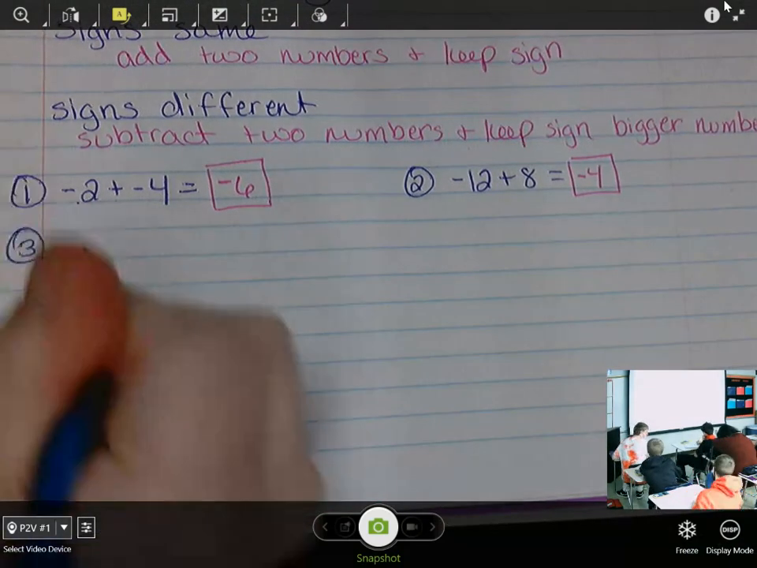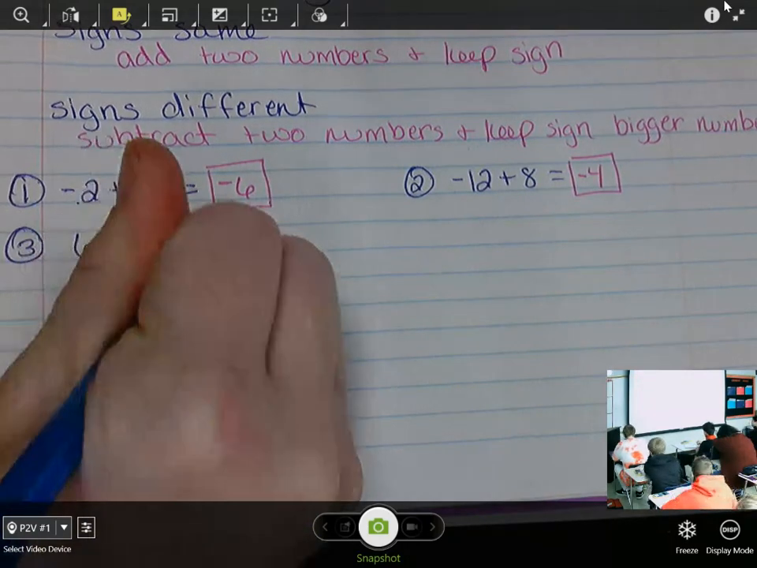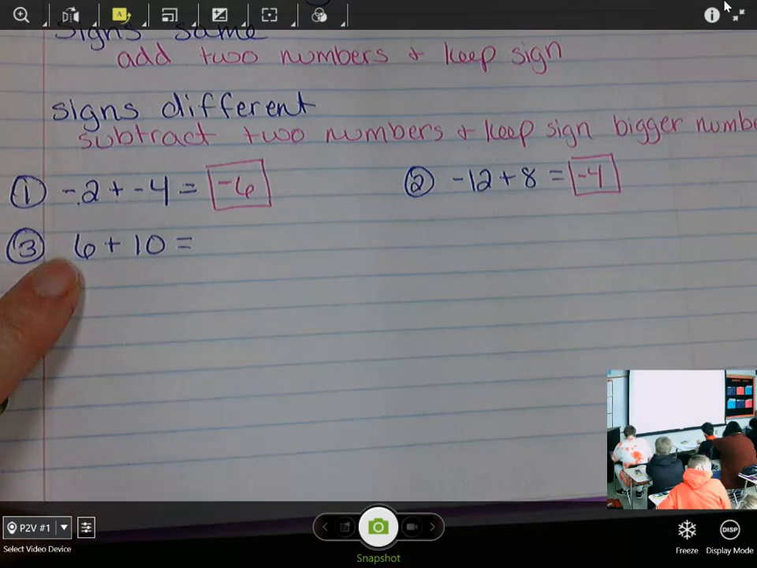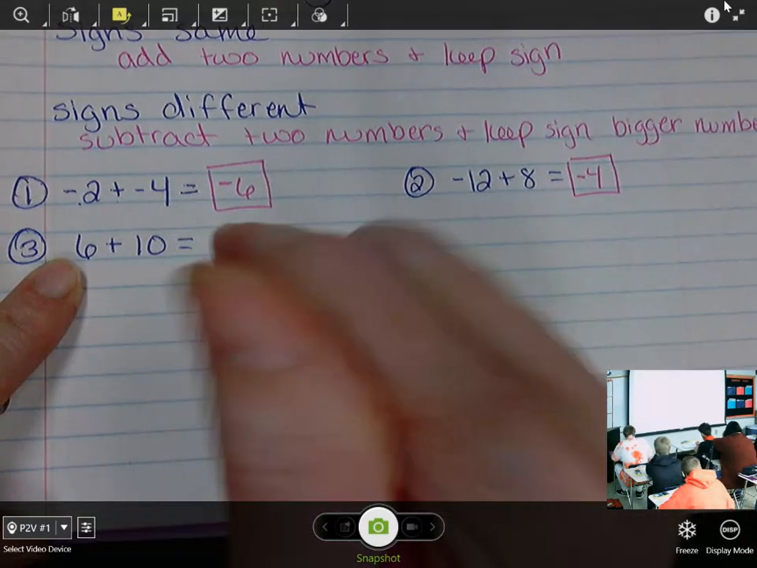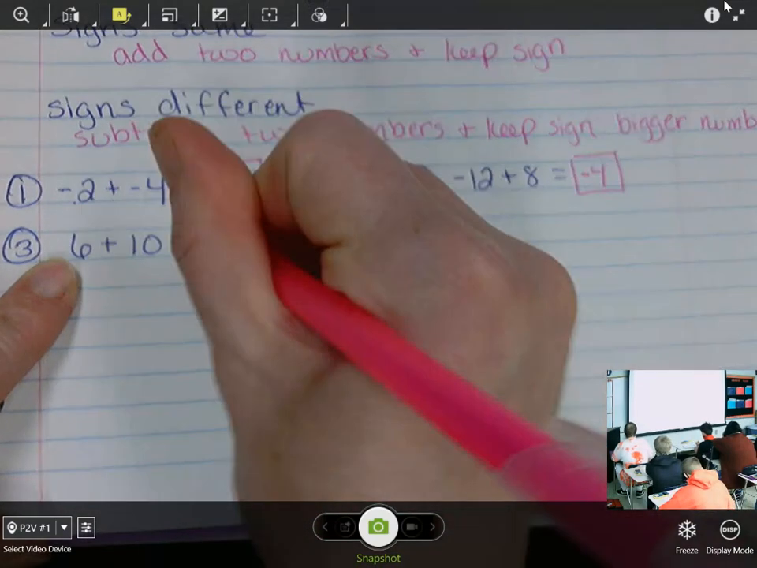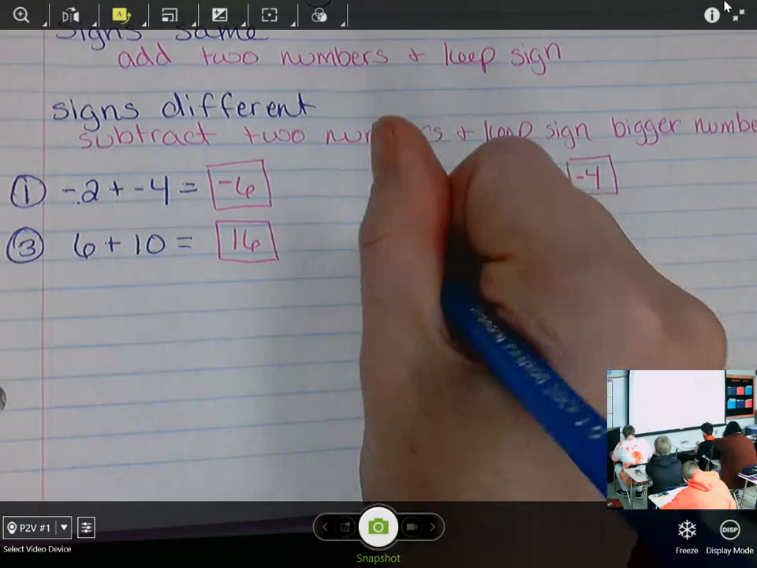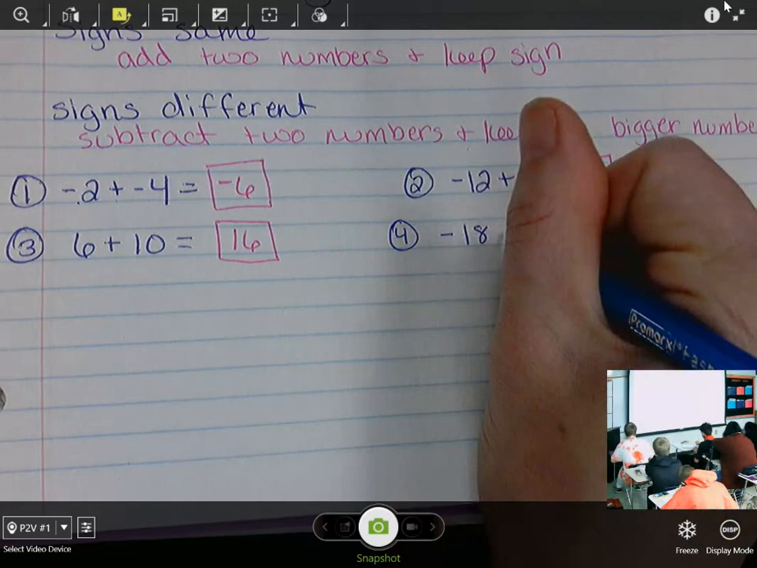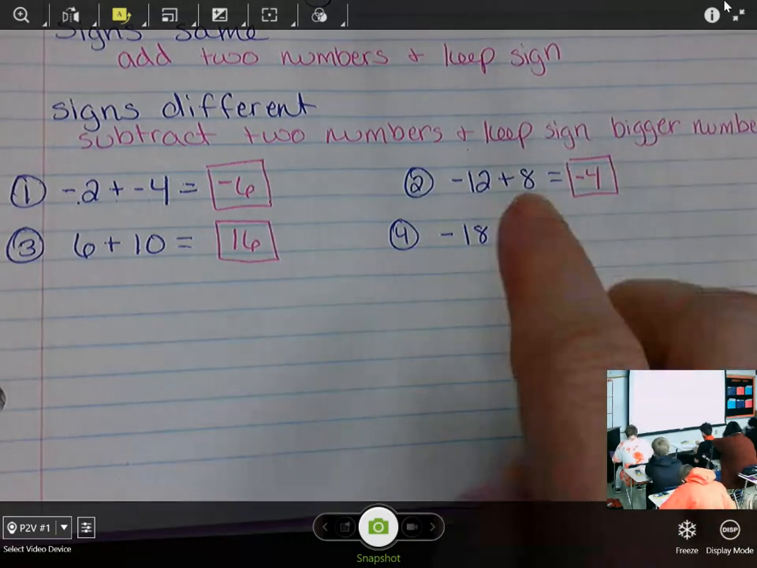All right, number 3. Boom. 6 plus 10. Of course, Ian. They're both positive, so you add. 6 plus 10 is 16, and you keep the sign. It's positive, so we keep it positive. Boom. Number 4, -18 plus 7. It's gonna be a negative.